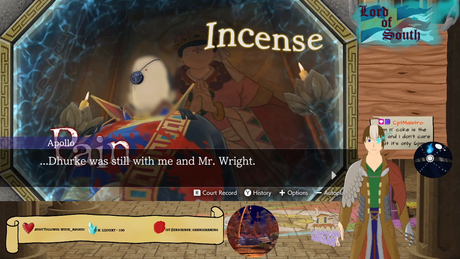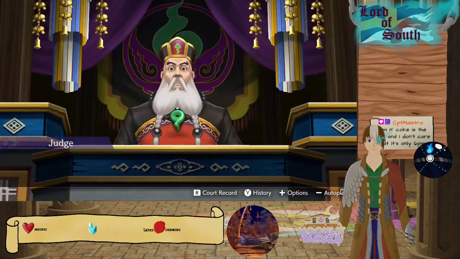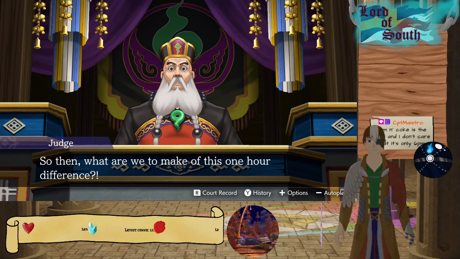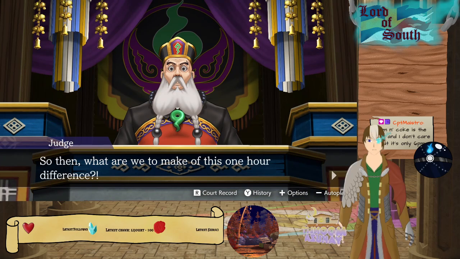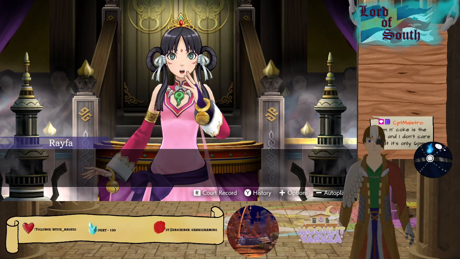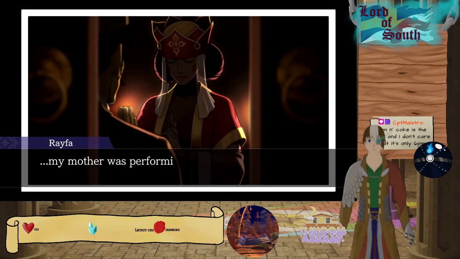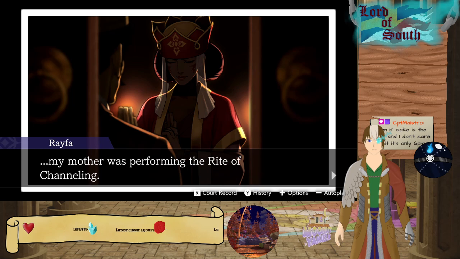The Rook was still with me and Mr. Wright, which means that this faceless figure couldn't possibly be him. So then, what are we to make of this 1 hour difference? Wait, 2 o'clock. That's when what happened? My mother was performing the rite of channeling.